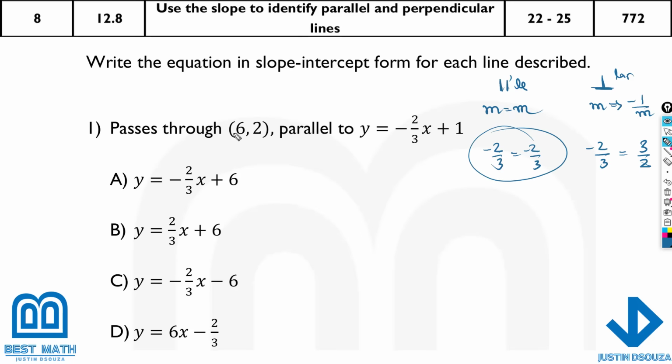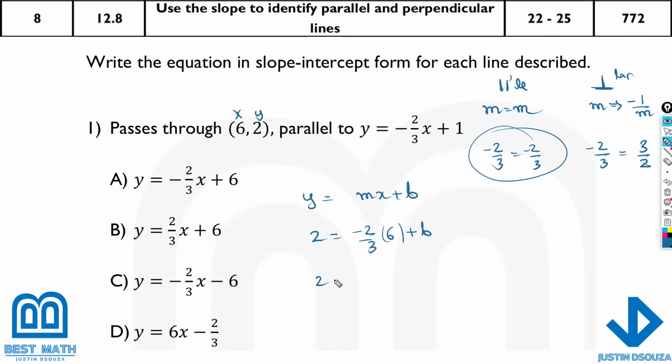Now then, how do we solve it? We have this point which the equation must pass through, right? So let's remember the very important, very simple formula, y is equal to mx plus b. I'm sure you all remember this. So here, what is y and x? This is x, y. We have to have an equation which passes through this point. So we will consider 2 equals. Now what is m? m is the slope. It's minus 2 by 3, times x, which is 6, plus b.